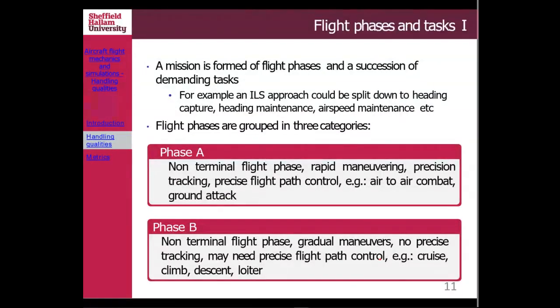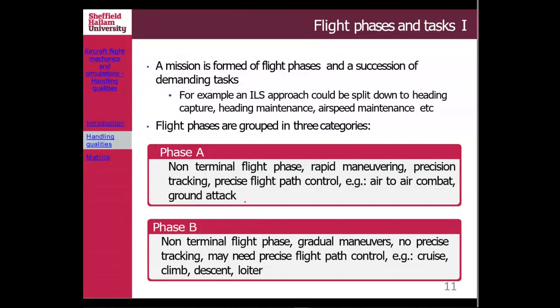Right. Now, of course, we also talk about generalizations of how the task is classified. They classify that into phase A, phase B, and phase C. You will see on the next slide, obviously. Phase A is considered a non-terminal flight phase with rapid maneuvering, for example precision tracking, which needs a certain focus of the pilot, like flight path control, air-to-air combat, ground attack, terrain following, which is probably not really related to the commercial passenger jet aircraft that you're designing at the moment.